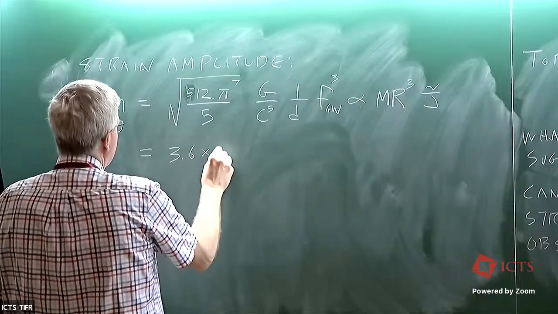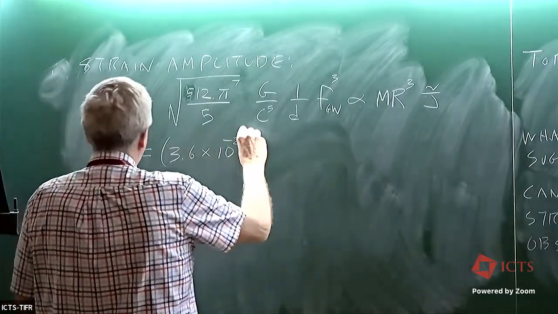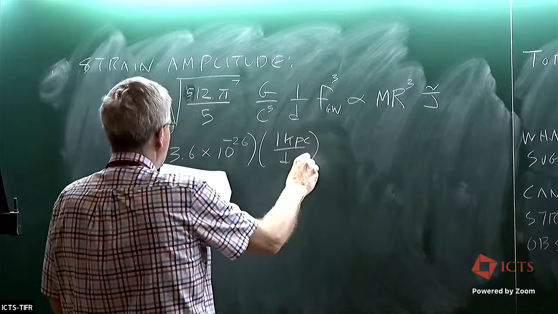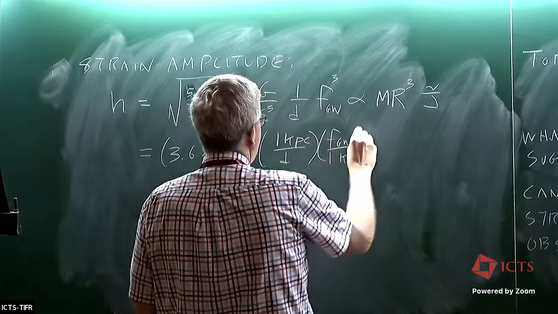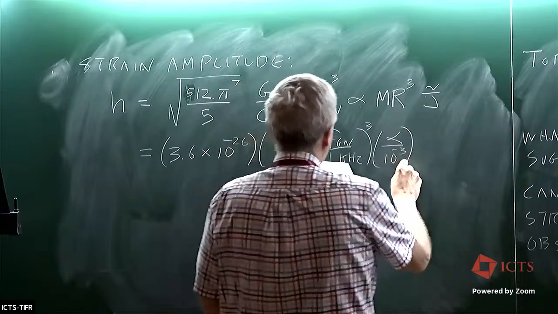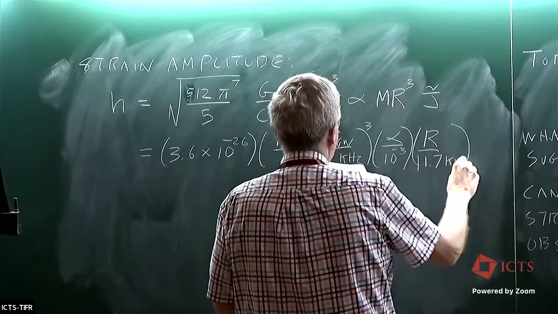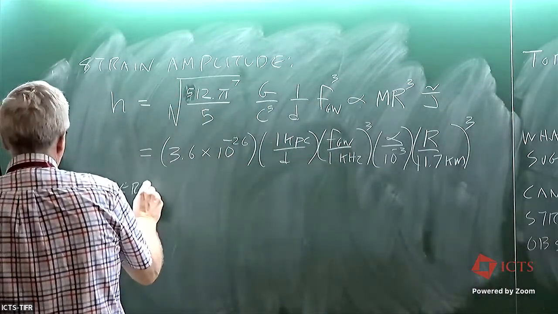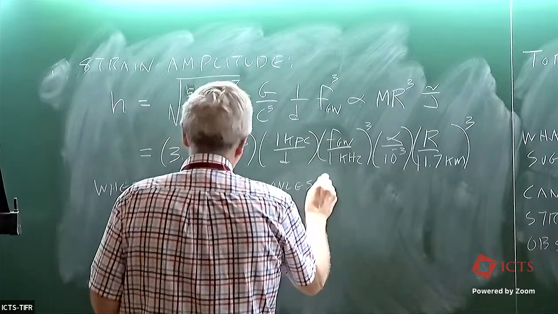So this becomes, plugging in some nominal numbers, 3.6 times 10 to the minus 26 strain amplitude for a star that is 1 kiloparsec away and has a gravitational wave frequency of 1 kilohertz. And this alpha parameter has a value of 10 to the minus 3. And this particular model assumes 11.7 kilometers for the cube of the radius. So alpha is the dimensionless amplitude of the R mode.